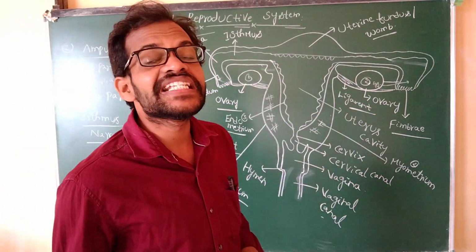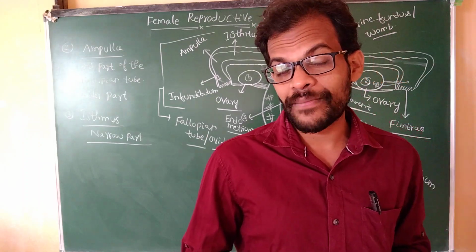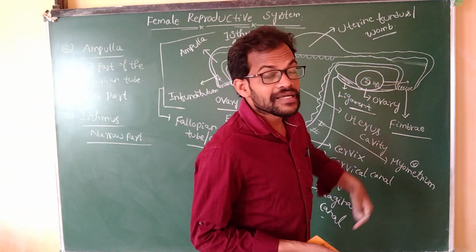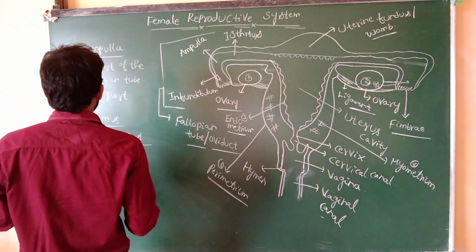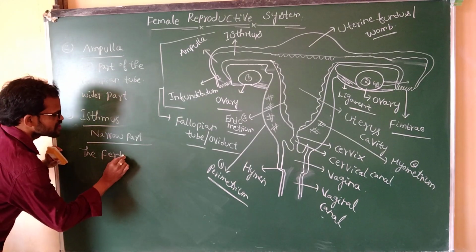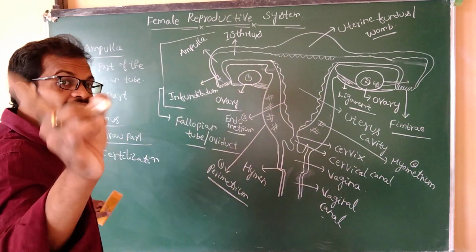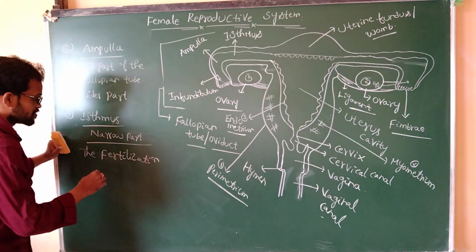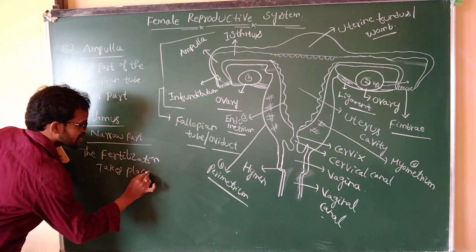The main fertilization takes place in the fallopian tube. The fusion of male and female gametes is known as fertilization. The main fertilization takes place at the ampullary isthmic junction. Fertilization means the fusion of male and female gametes.